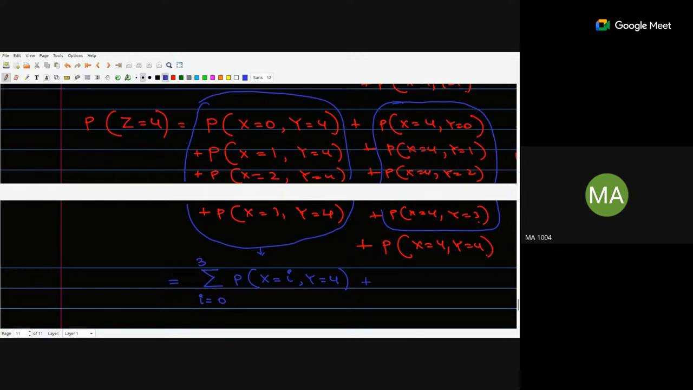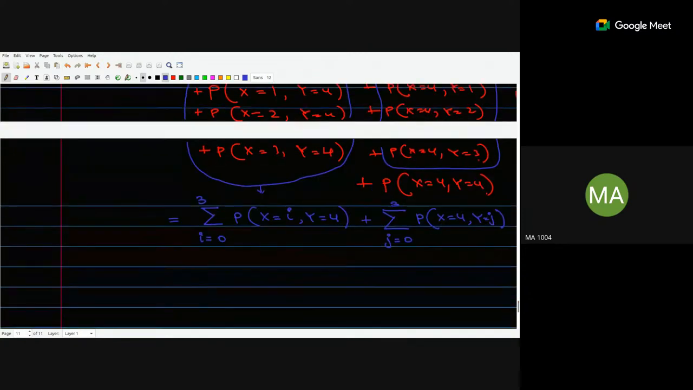And the next four, I can write like this: summation J equals 0 to 3, probability that X equals 4 and Y equals J this time. Right. And the last one, I will write it as it is: X equals 4 and Y equals 4.